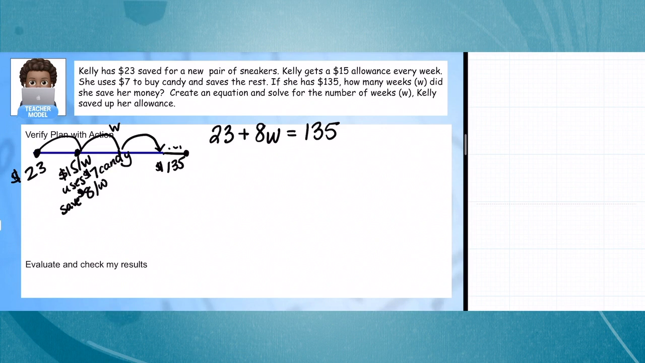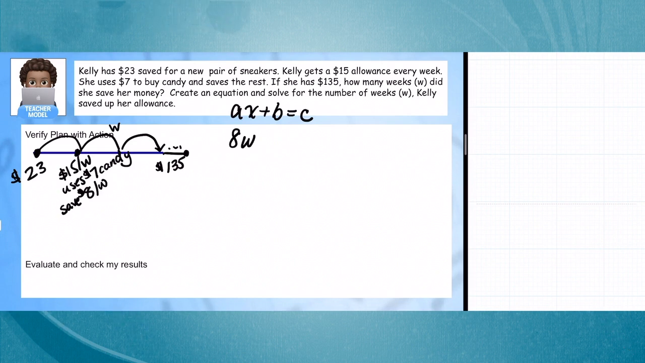Earlier we talked about how to solve these types of two-step problems. Matter of fact, I'm going to put it in the same form. We said ax plus b equals c. So let's put it in that same form. 8 a week, plus $23. How many weeks will she have to save to get to $135?